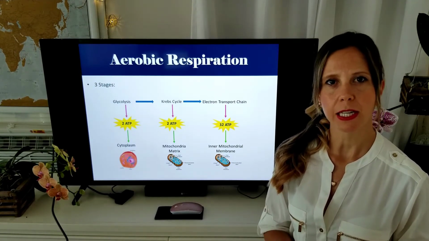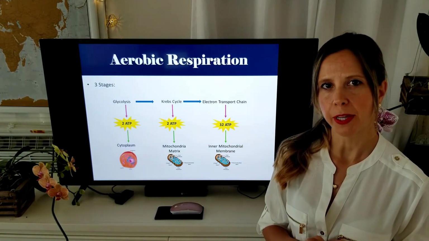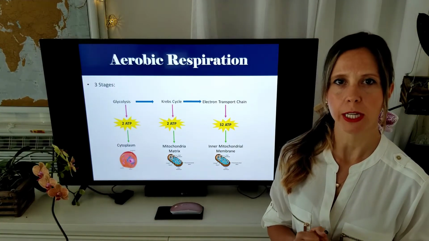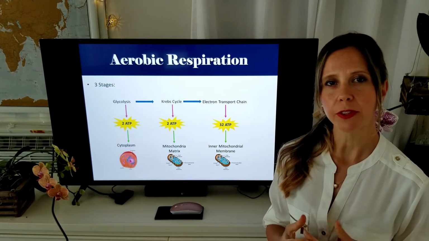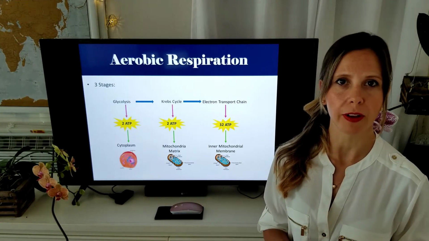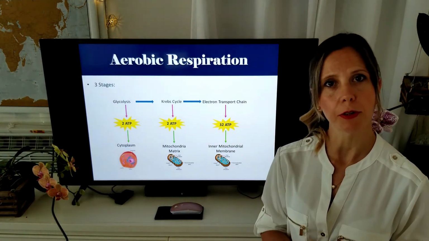The final stage is the electron transport chain, and this occurs in the inner mitochondrial membrane. That membrane is highly folded to fit as many electron transport chains in as possible. And the reason for this is because the electron transport chain is the stage that produces the most amount of ATP, producing about 32 ATP per original glucose molecule.